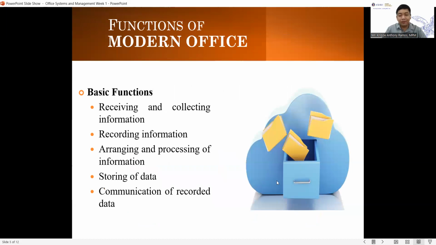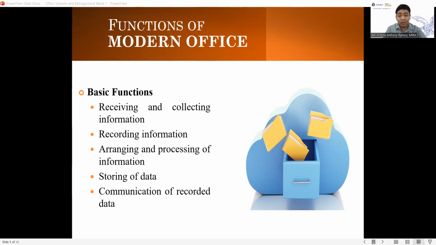There are different functions of a modern office, but let me give you some of the basic functions. Number one, office has a function of receiving and collecting information. Kaya ka nga nagtayo ng office, it's simply because you would want to get the information that is needed for your business. Take note that receiving and collecting information is the primary function of an office in order for it to have timely business decisions.